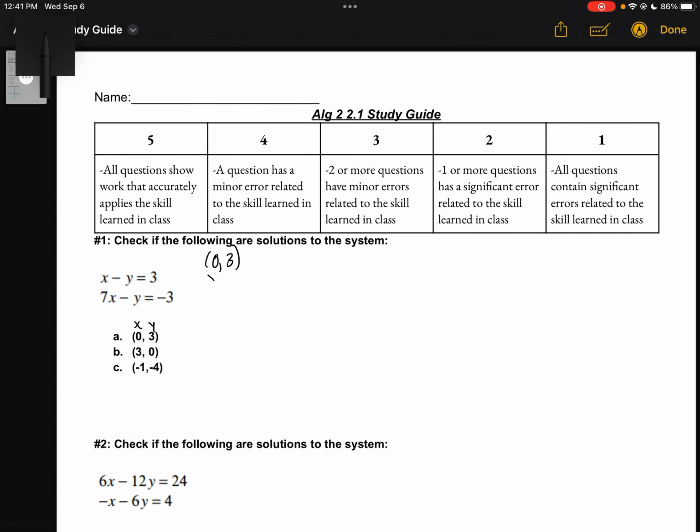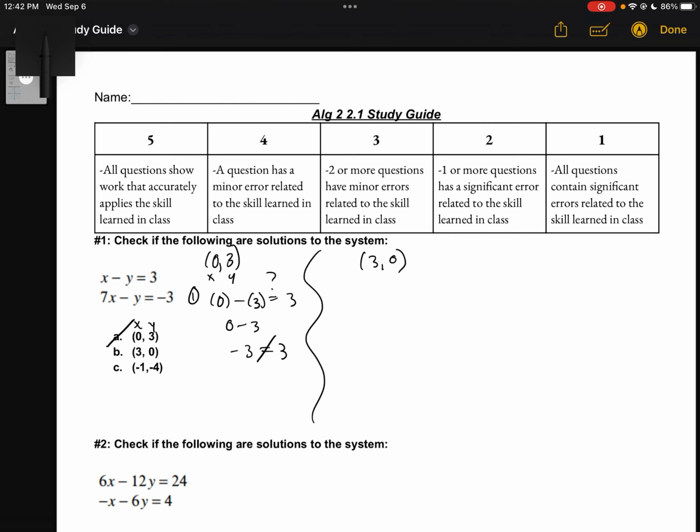So the first one, 0, 3, x, y, we want to plug into our first equation. So we have 0 for x, we have 3 for y, so 0 minus 3, which gives us negative 3. We're trying to see, is that equal to 3? Well, negative 3 is not the same thing as 3, so we know that that does not work for our first one. So we know right away, boom, we do not see balance in both equations. Now, it could be balanced on the second one, but that doesn't matter because it's not balanced on the first, so it cannot be a solution to the system.